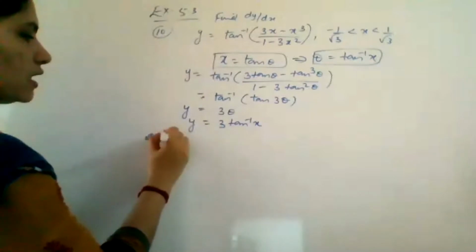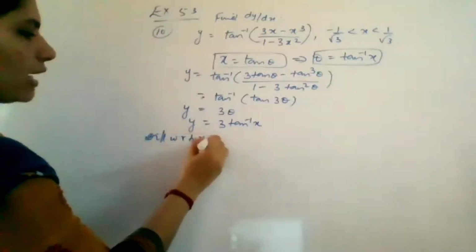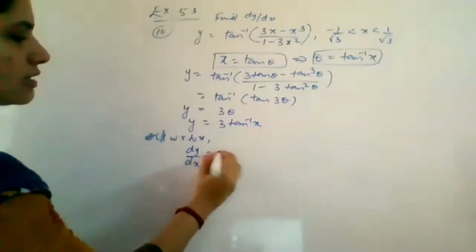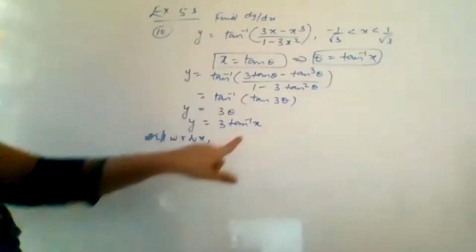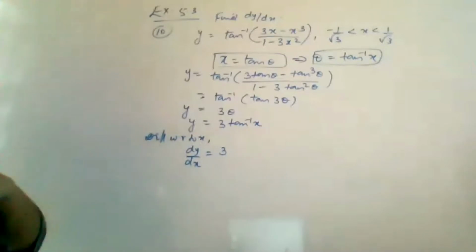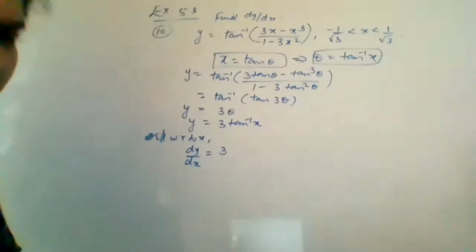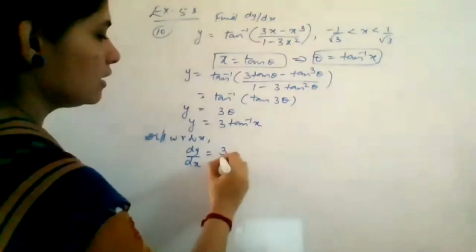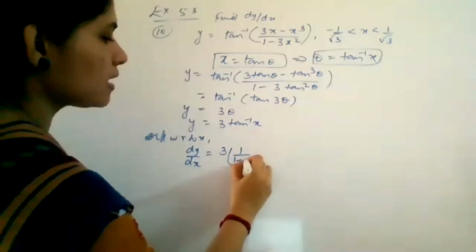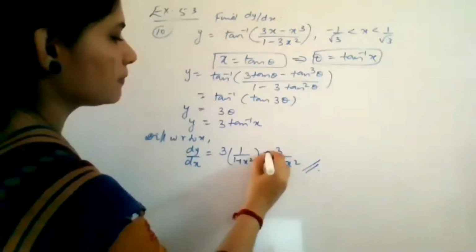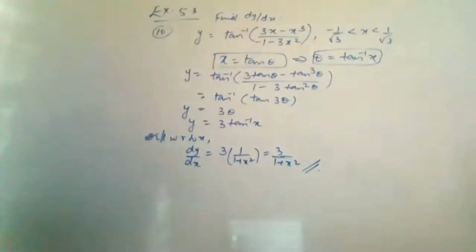Now we are differentiating both sides with respect to x. So you will get dy by dx is equal to 3, which is a constant, times the derivative of tan inverse x. Last class we studied the derivative of tan inverse x: it is 1 by 1 plus x square. So you will get 3 into 1 by 1 plus x square. So your answer is 3 by 1 plus x square. Okay, clear?